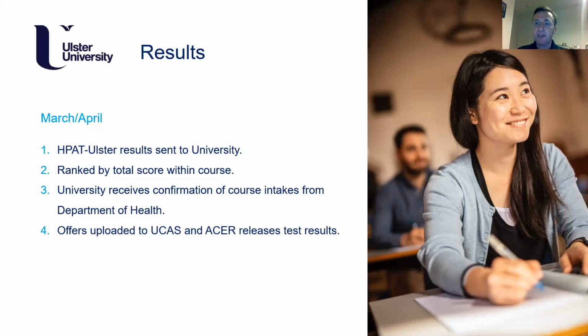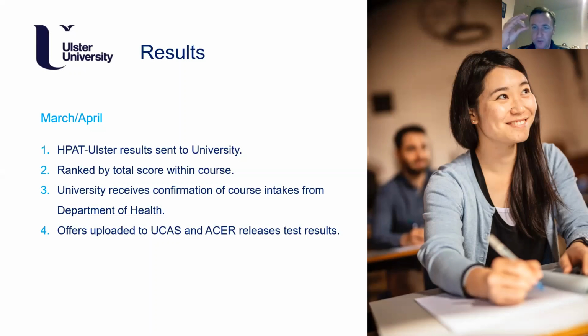So that's all we can allocate for that year. Okay, so we only get funded for 50 physiotherapists. We can only take 50. So it's the top 50 that performed on the test that have applied for physiotherapy that then get made their offer. Okay, so they're ranked by total score within the course. We then receive that, as I say, from the Department of Health.